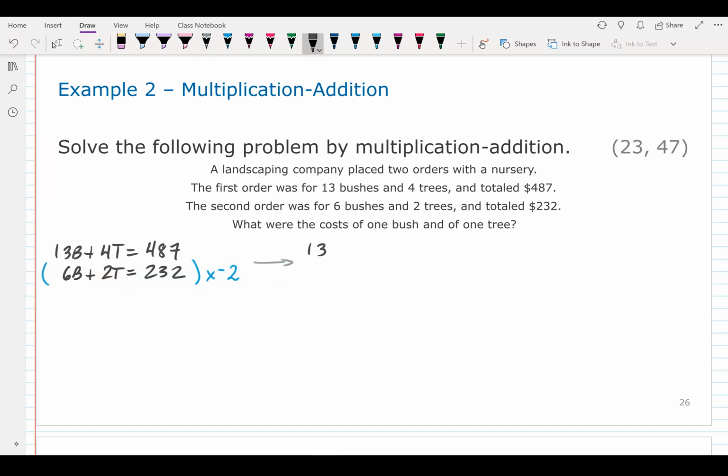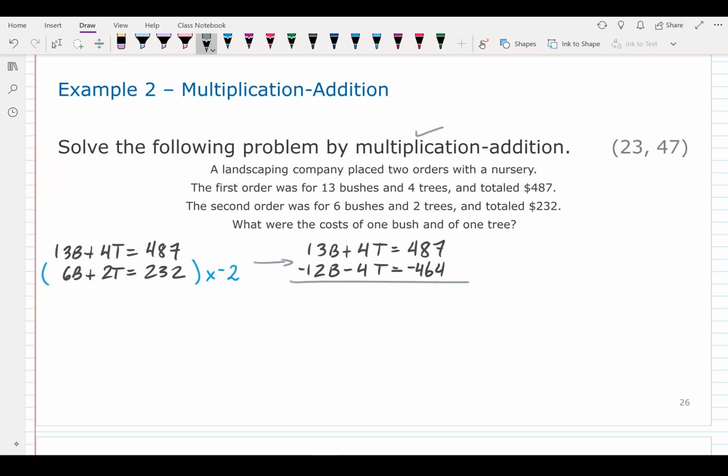The top equation has not been manipulated in any way, so I'm going to rewrite it. The bottom equation, on the other hand, everything has been multiplied by -2. So 6b turns into -12b, because 6 times -2. We have 2t times -2 is -4t. And now we have 232 times -2 is -464. This is our multiplication step. We've finished our multiplication step.